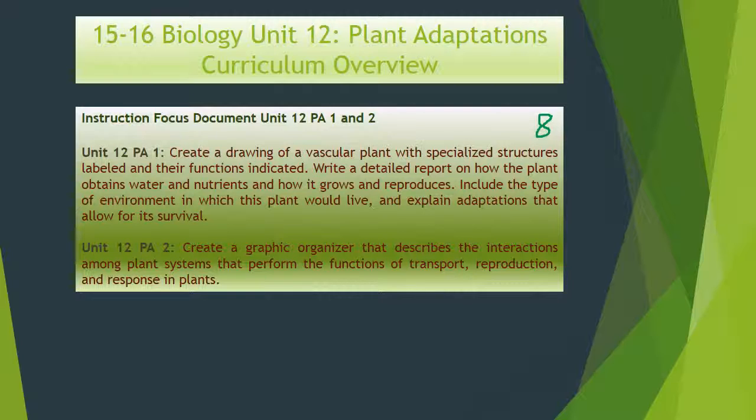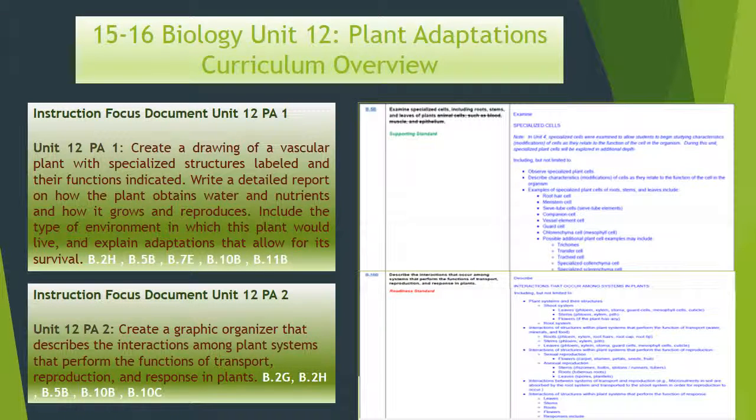If you have any questions or need help with that, please contact me directly. And again, as we look at the specificity for those SEs, we can see that B5B, B7E, B10B, and B11B are covered in PA1.